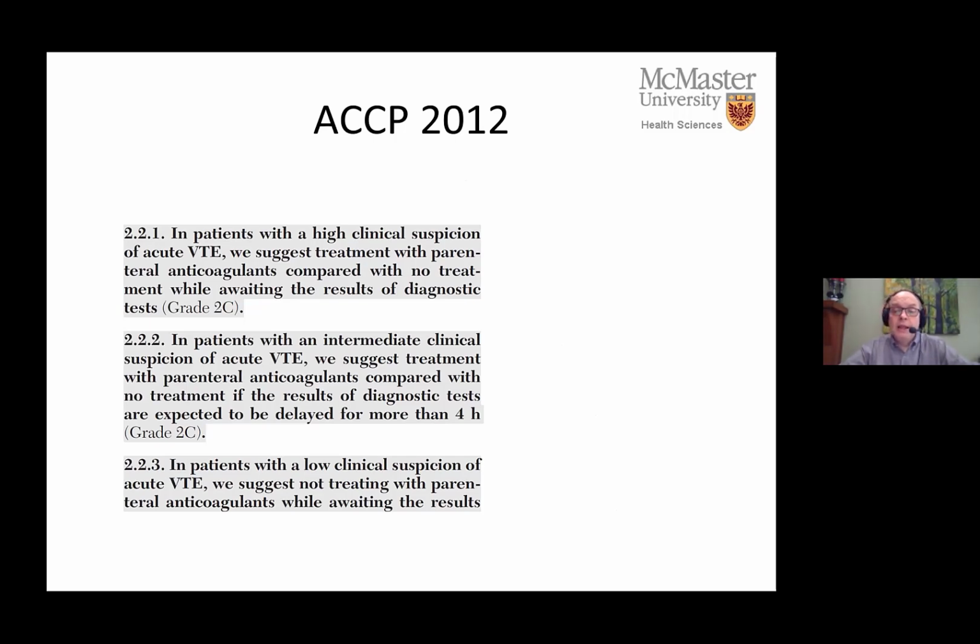And in patients with a low pretest probability of VTE, they suggest not treating with parenteral anticoagulants while waiting the results of testing. And there's a variety of different scoring systems you can use to allocate patients to low, intermediate, or high probability. The Wells score is one of them. There are others as well that you could use to allocate patients. But suffice it to say that if you had a patient who has a low clinical pretest probability of venous thromboembolism, you don't need to anticoagulate them, but the other categories should be anticoagulated pending the results of testing.